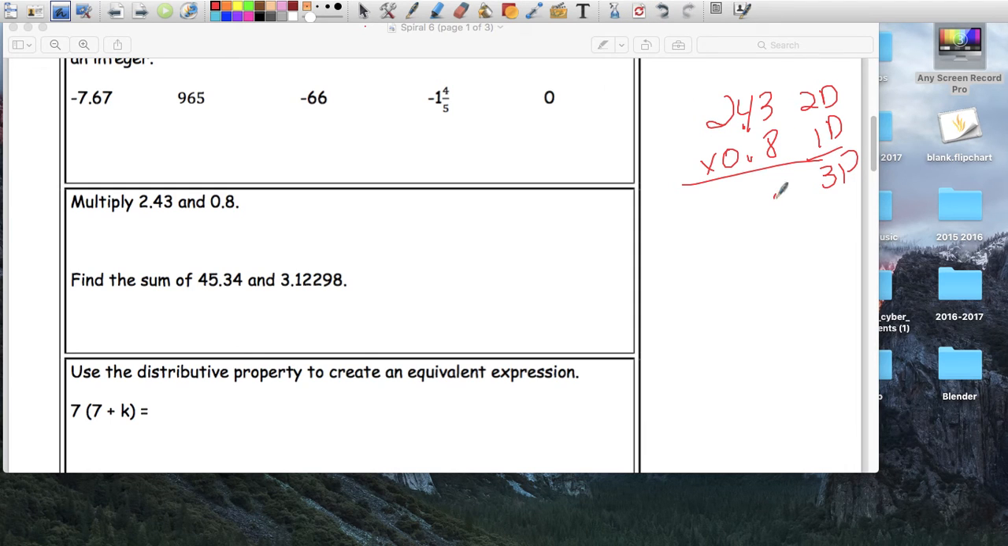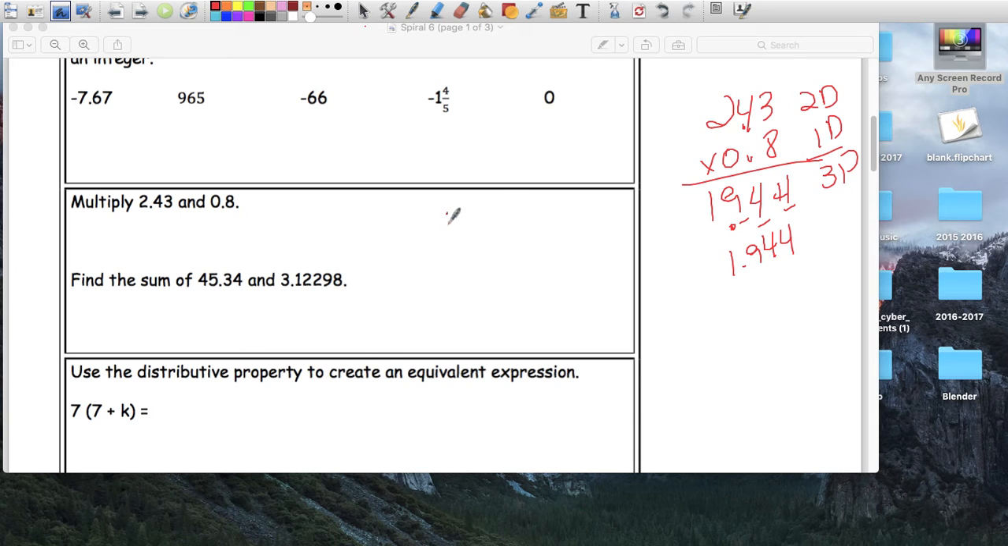So 8 times 3 is 24, carry 2, 32, 34, carry 3, 16, 19. I don't have to multiply the zeros because it's pointless. 3 decimal places, 1, 2, 3. Final answer, 1.944. We're not rounding because we weren't asked to.